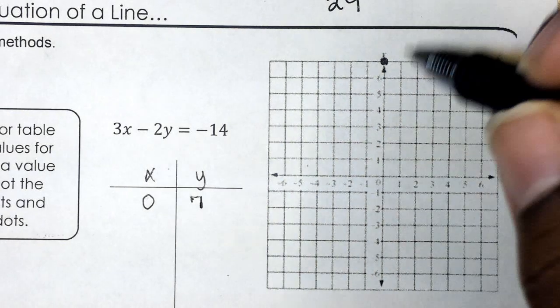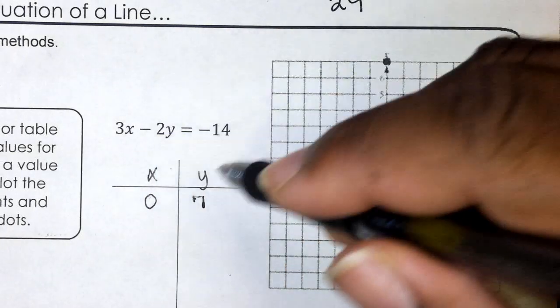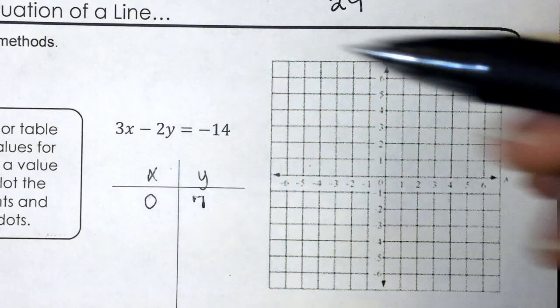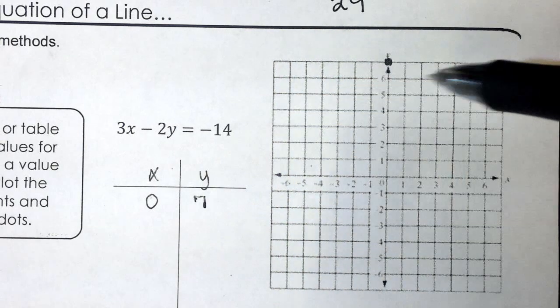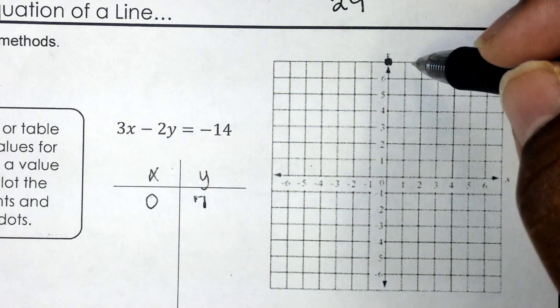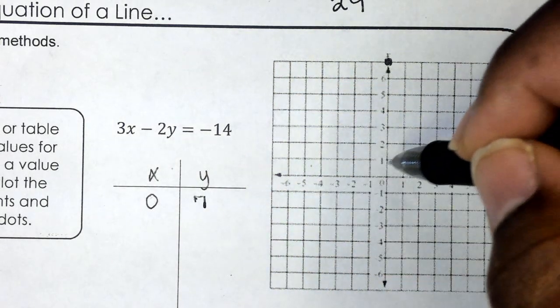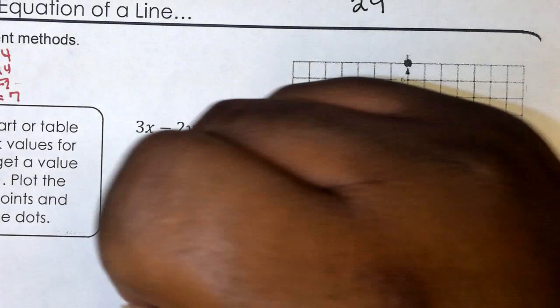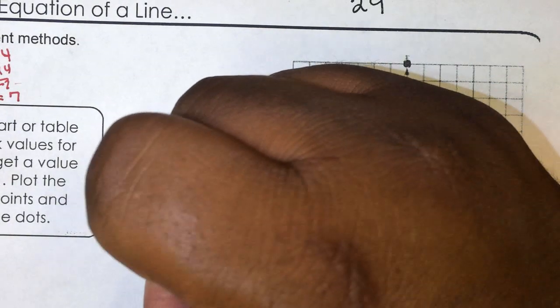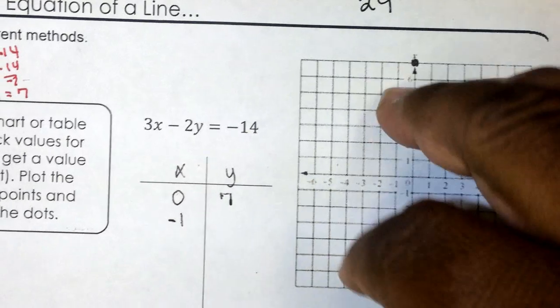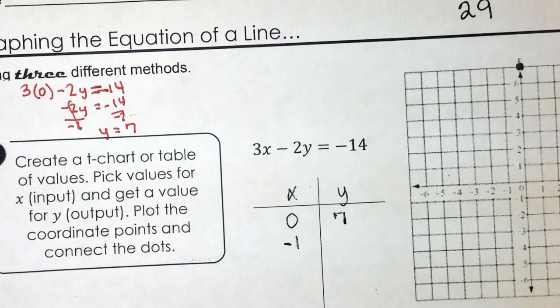I know for a fact this line is going to be positive because I think the slope is like 2 over 3 or something like that when you go to slope-intercept form. So I don't want to pick 1 next. I want to pick something else. I'm going to go backwards. I'm going to pick negative 1, keep my points on the graph. Negative 1, that's the next one I'm going to use for x.